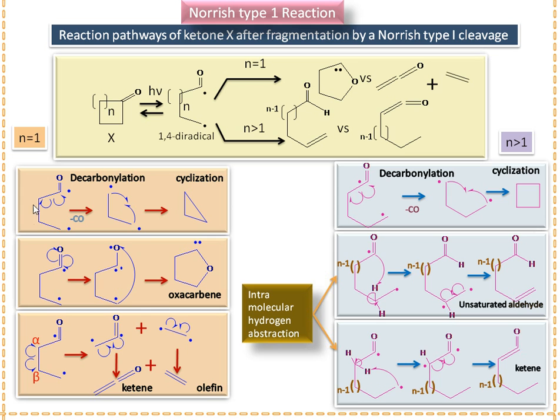Now we see how the cyclized products are formed, and oxocarbene, this fragmented ketene and olefin, and these unsaturated aldehydes and ketenes via the Norrish type 1 cleavage.